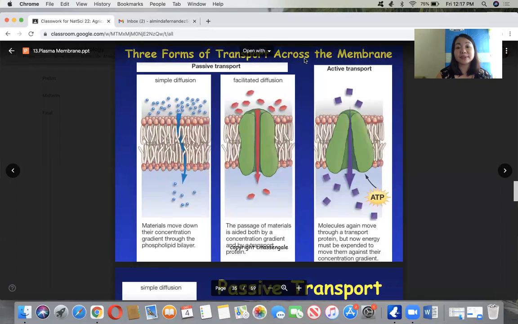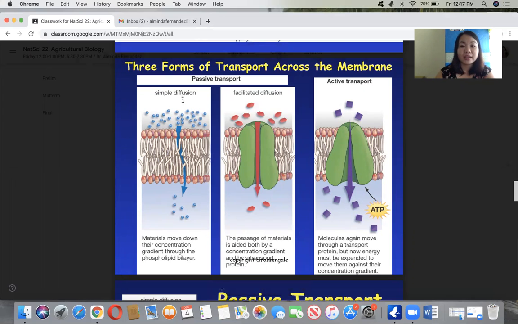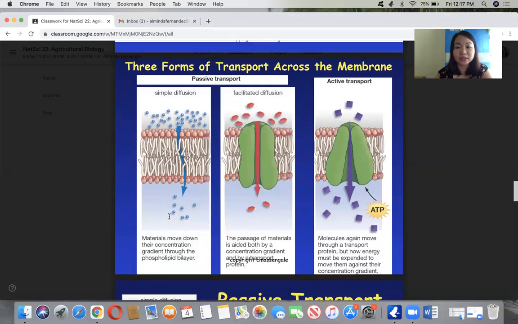So there are three forms of transport across the membranes. We have the passive transport and the active transport. As you can see, passive transport involves simple diffusion and facilitated diffusion. So in simple diffusion, there is no energy required. It simply moves from one place to another, from higher concentration to lower concentration, or from hypertonic to hypotonic.